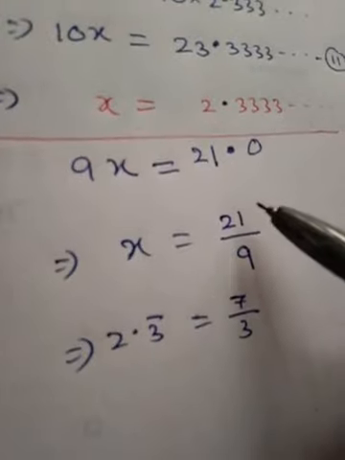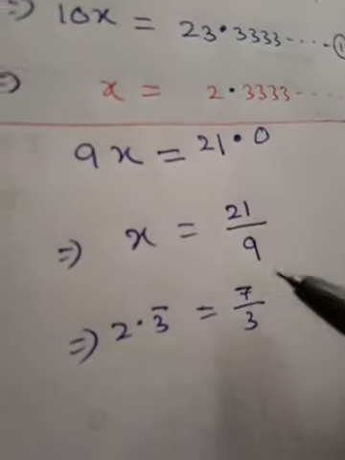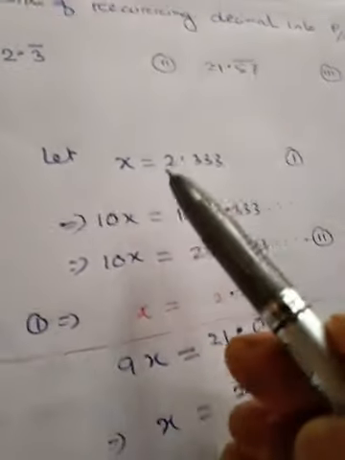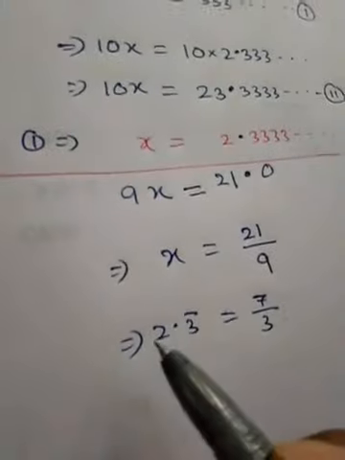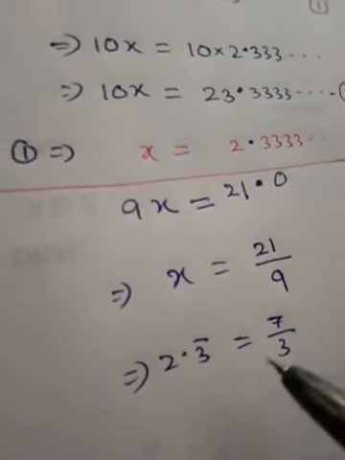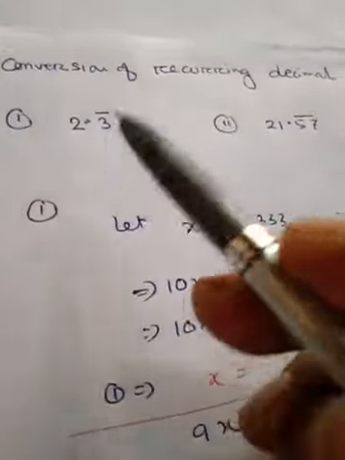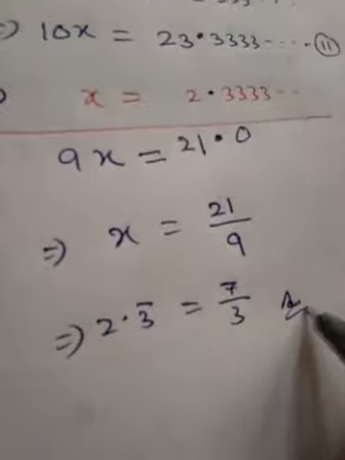Okay, we can cancel 21 and 9 by 3, so 3 7s are 21, 3 3s are 9, and x we assumed as 2.333, that is 2.3 bar that we have written here. So therefore 2.3 bar is 7 by 3. We had to convert this to p by q form, so this is the answer.